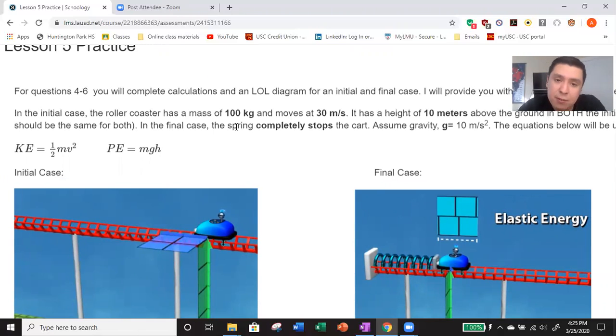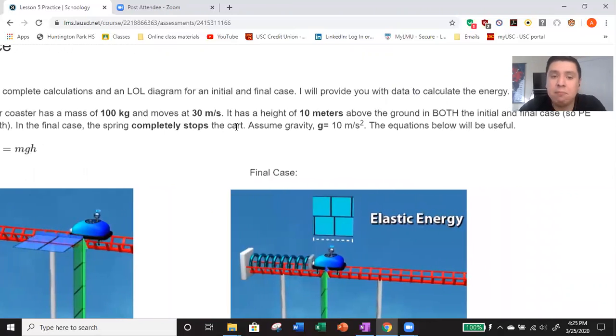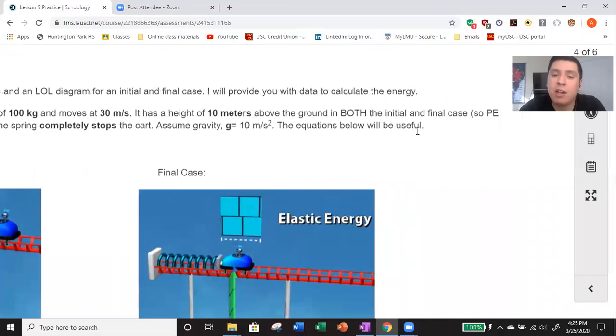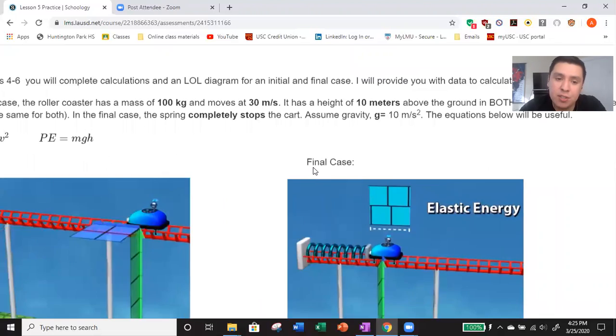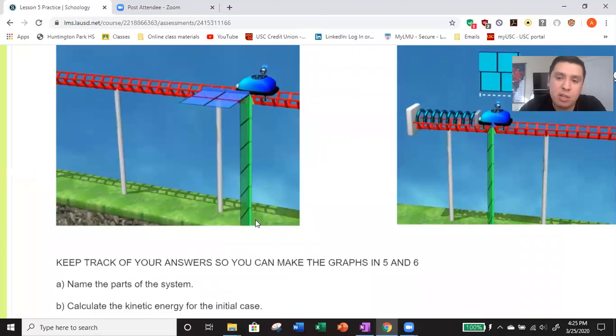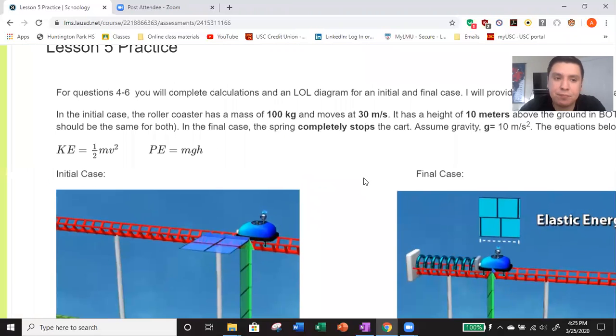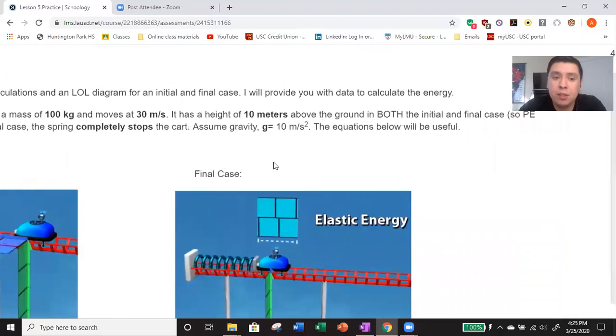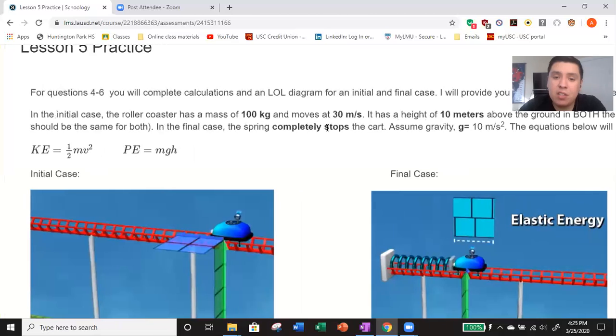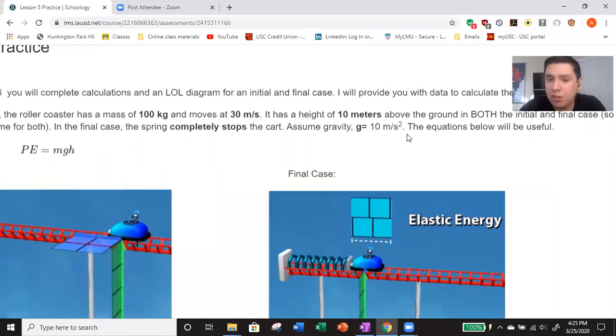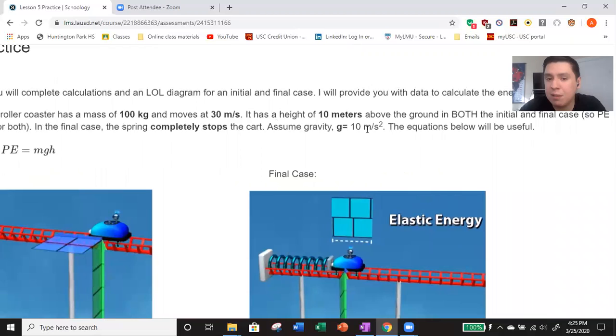The roller coaster has a mass of 100 kilograms and moves at 30 meters per second. The height is 10 meters above the ground in both the initial and final cases. So right here, 10 meters above the ground, and right here, 10 meters above the ground. In the final case, the spring completely stops the cart, and we're going to assume gravity is 10 meters per second squared.